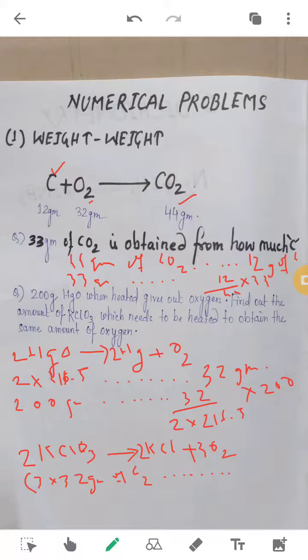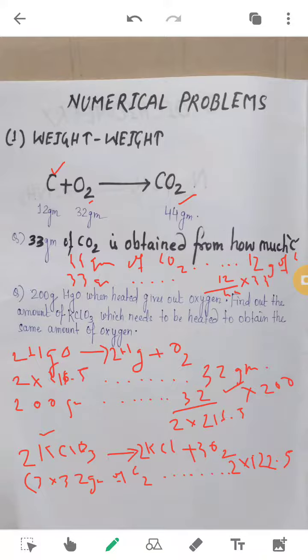You just find out K 39 and Cl 35.5 and plus 48, and you will find that it's 122.5. And as we have 2 moles here, you have to write it as 2 into 122.5. That's the molecular weight we have found out. Okay, so that much oxygen is given by this, and we require it from this.